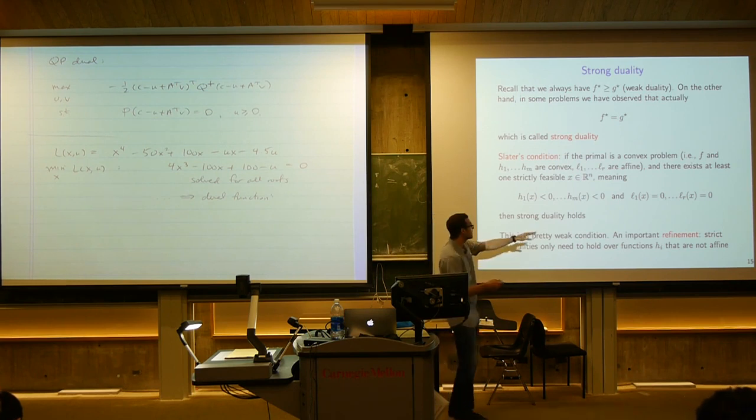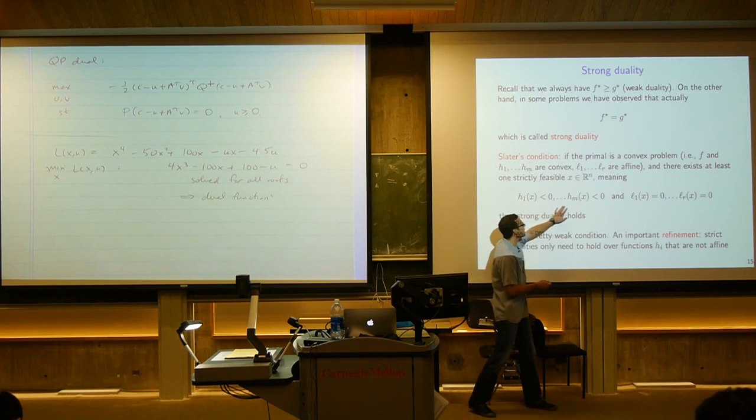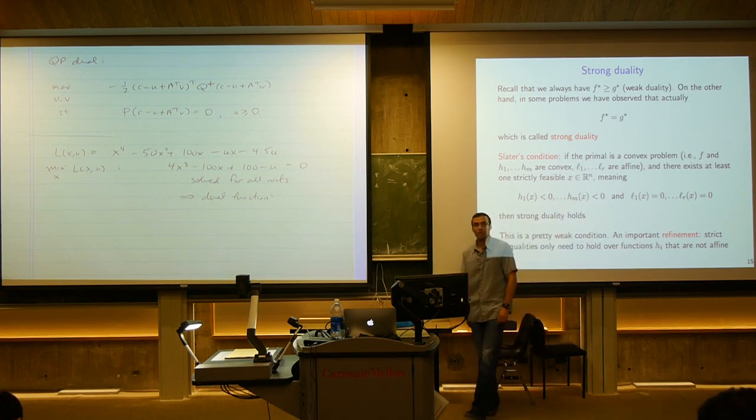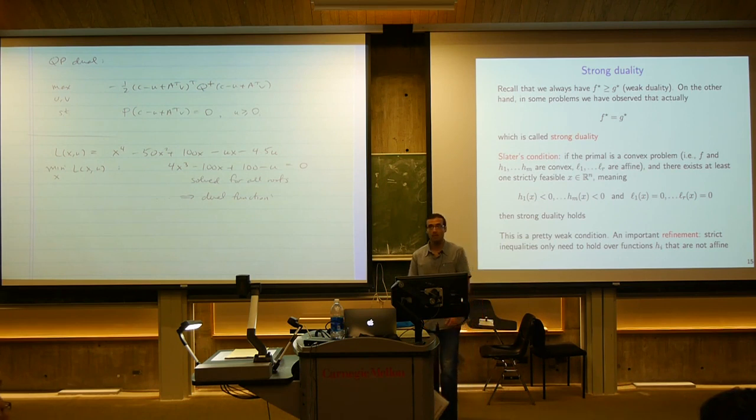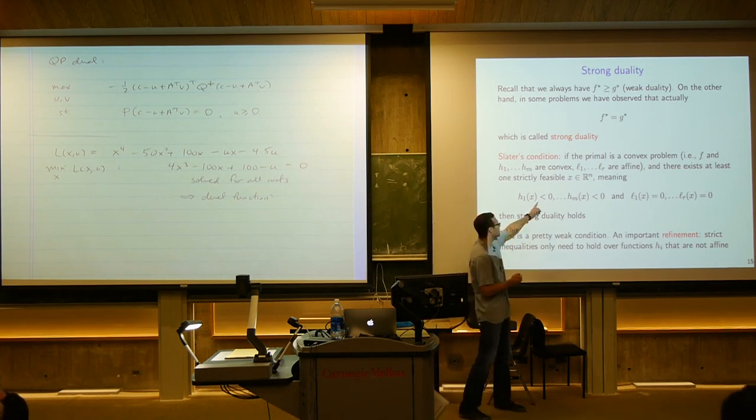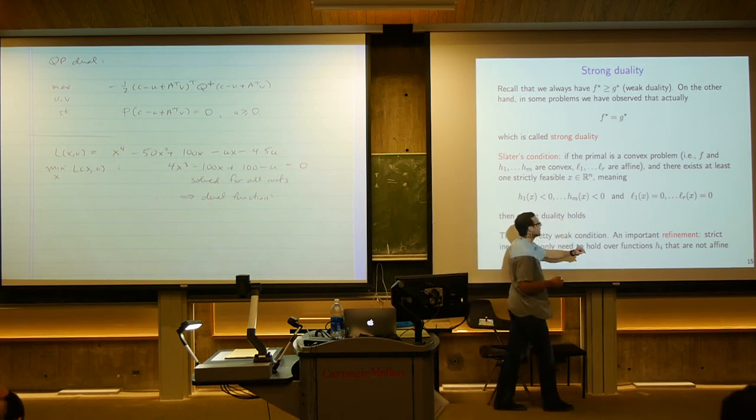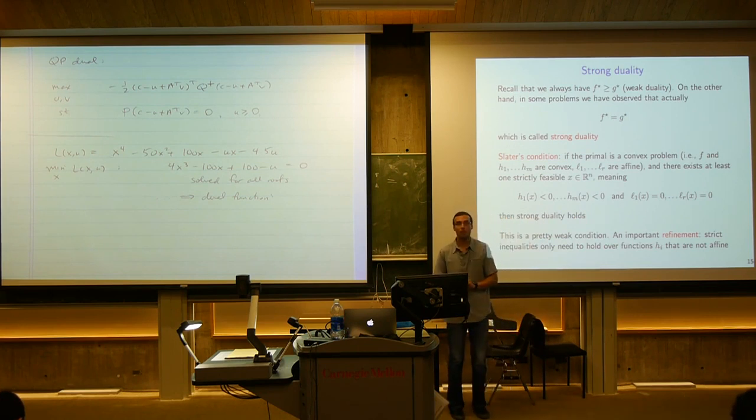There has to just exist a point x that makes all the inequality constraints strictly less than 0 and makes all the equality constraints equal to 0. Feasible would mean that this is less than or equal to 0 for all h. Strictly feasible means that we just have strict inequality. As long as that's true, we have strong duality. This is usually a very weak condition. It's very unusual to have convex problems for which Slater's condition doesn't hold. It means that the constraint set is somehow very strange.